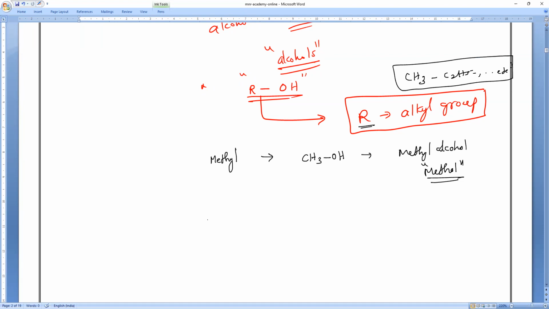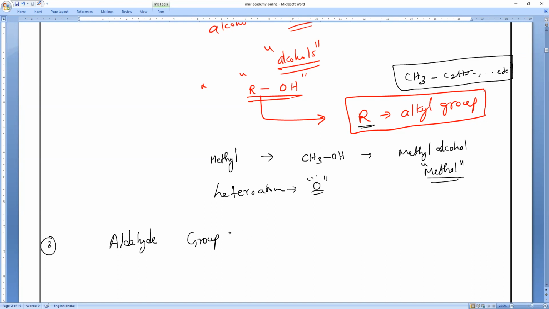Next. All of you remember, who is the heteroatom present in the alcohol? Oxygen. Oxygen is the heteroatom. Understand, all of you? Next, the third functional group is called the aldehyde group.